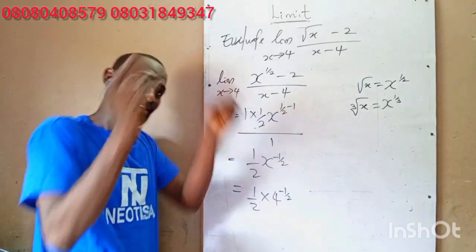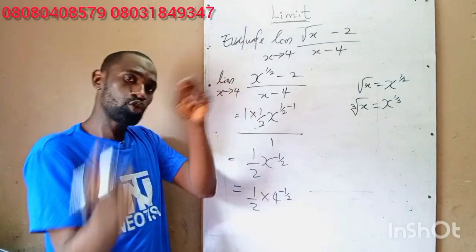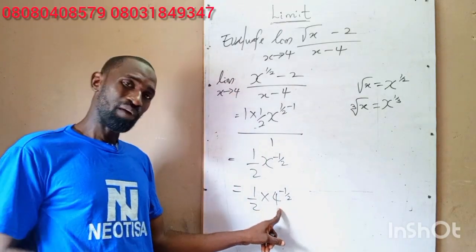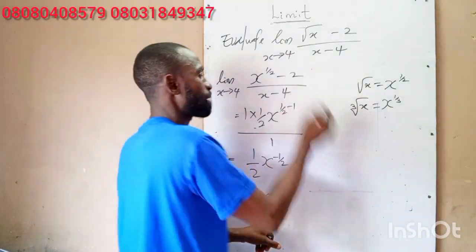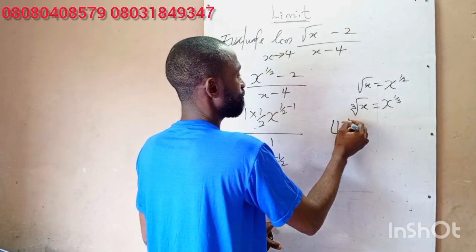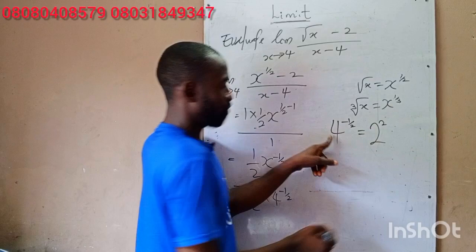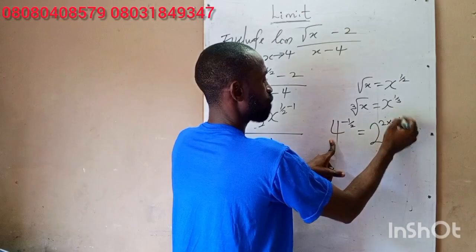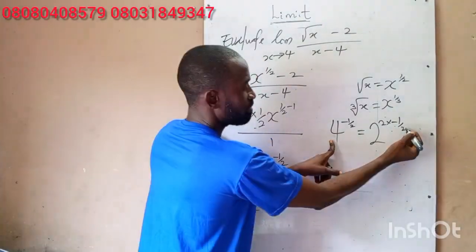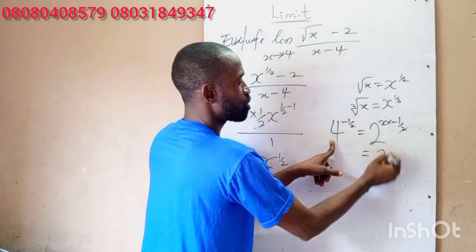See that in mathematics the topics are interwoven. This is an index expression, so let me solve this separately. 4 raised to power minus half is the same as 2 raised to power 2, which is 4, then times minus 1 over 2. These two will cancel out. We now have 2 raised to power minus 1.